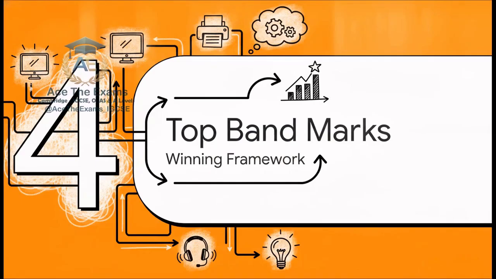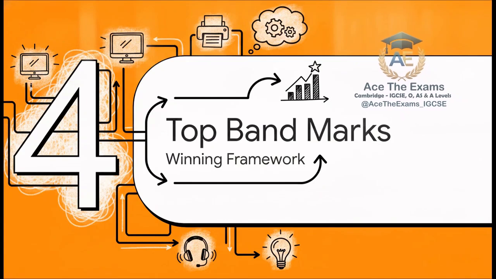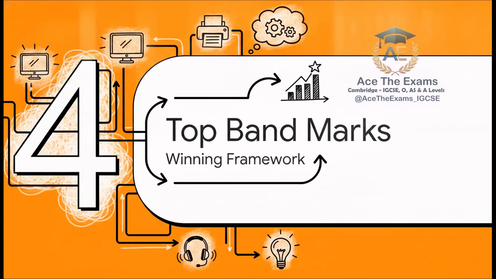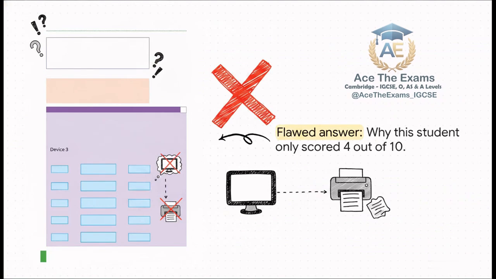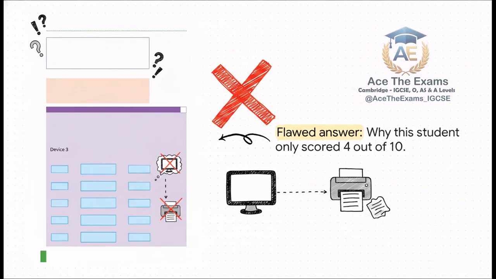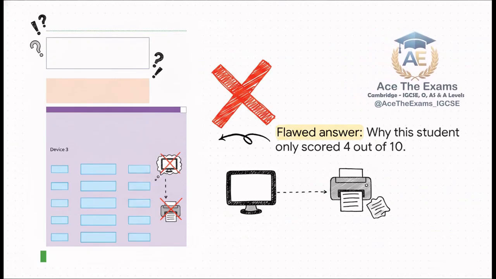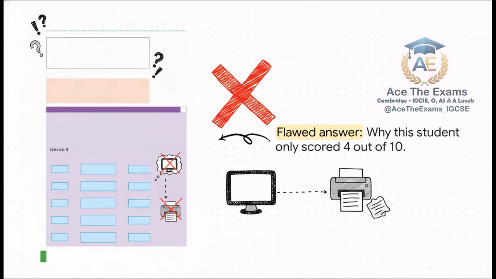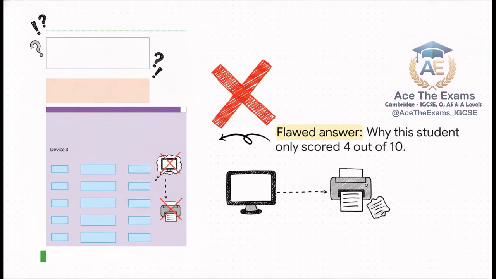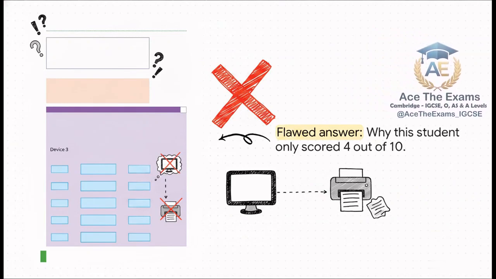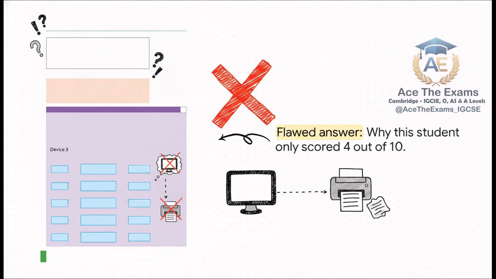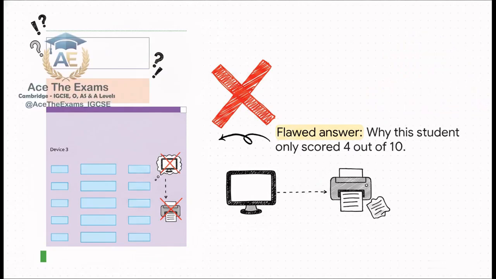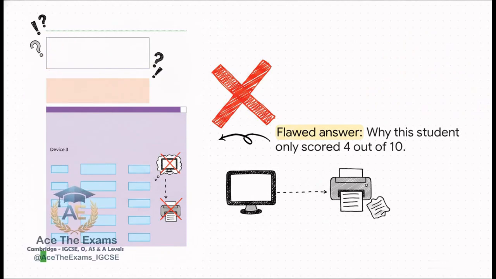Okay, let's bring it all together in Section 4, Achieving Top Band Marks, where we build the winning framework. So you know the specific device names now, and you know their contextual uses. But how do we guarantee this translates into top band marks? Now, what's really interesting about this slide is why this seemingly correct answer lost so many marks. This student scored a painful 4 out of 10. For device 3, they wrote monitor with the application showing output on a screen. For device 4, they wrote printer with the application producing hard copy output on paper.